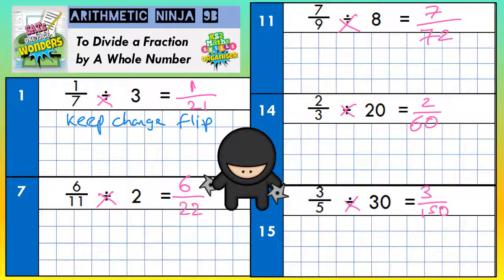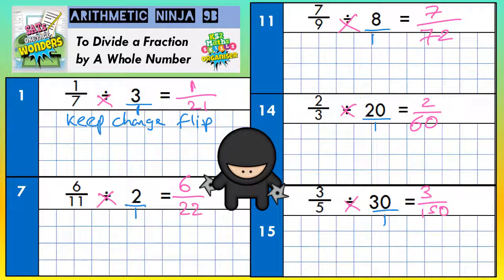So what we're going to do is keep the first fraction the same, change the divide for a times, and flip the second fraction upside down. Now I hear you say, there is no second fraction. All of the second numbers aren't fractions. There's a 3, there's a 2, there's an 8, there's a 20, there's a 30. They aren't fractions. But we're going to turn them into fractions by putting an invisible 1 underneath. Because 3 is the same as 3 over 1. 2 is the same as 2 over 1. 8 is the same as 8 over 1. 20 is the same as 20 over 1. And 30 is the same as 30 over 1. Once you've put the whole number over a 1, you can apply the rule keep, change, flip.